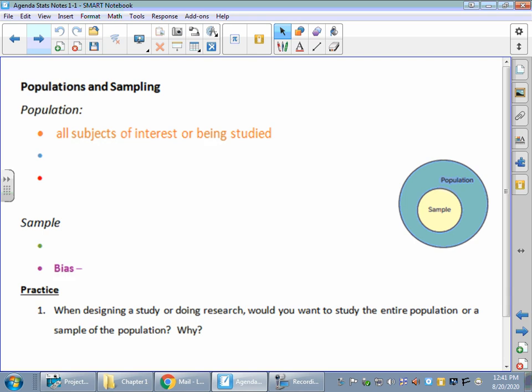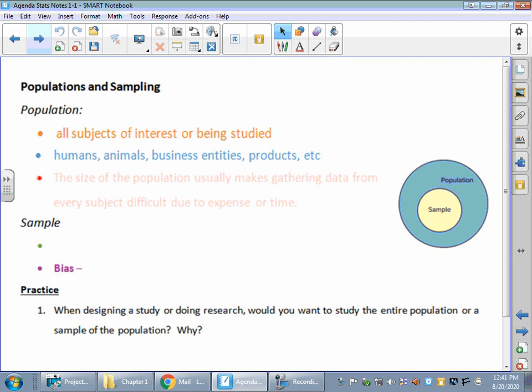Doesn't have to be people, remember. It's a weird thing, but population we always associate with people. It could be deer population in Michigan. So that would be our population. It could be humans, animals, business entities, products, whatever. So it does not have to be human beings. And a population size usually makes gathering data really difficult. If my population is all people in Michigan, it could take me a long time. It could be very difficult to get in touch or get my data from every single person in the state of Michigan. So therefore, because of that time or expense or difficulty, we go to a sample.